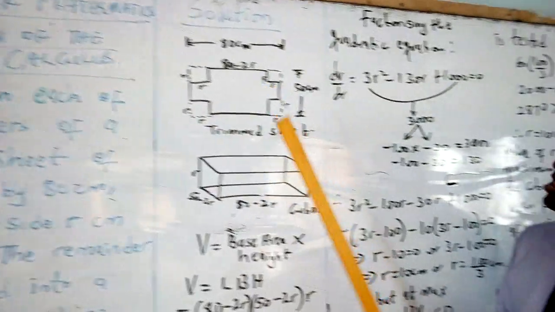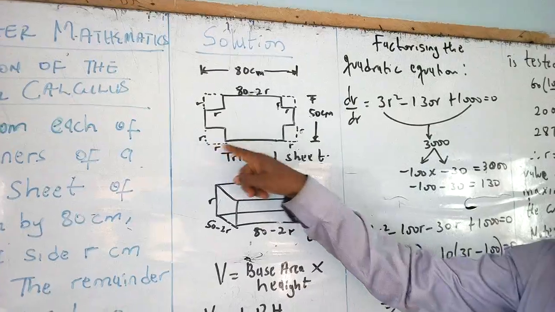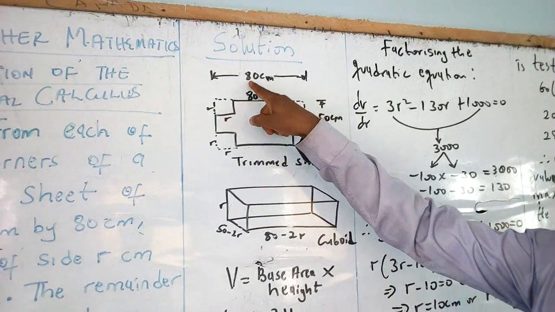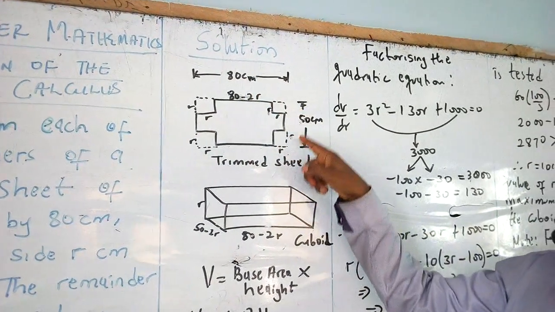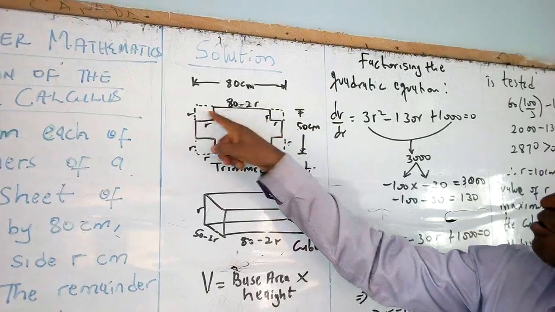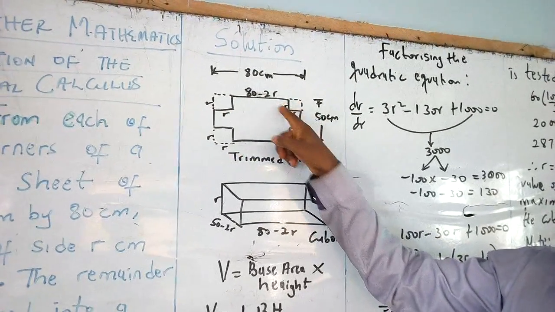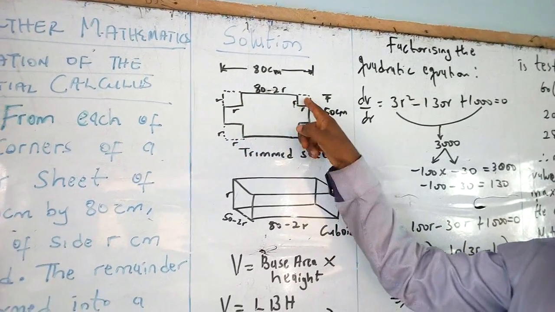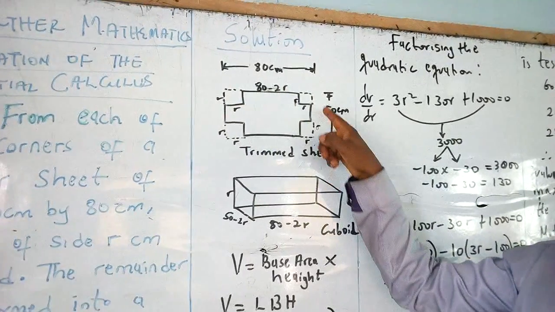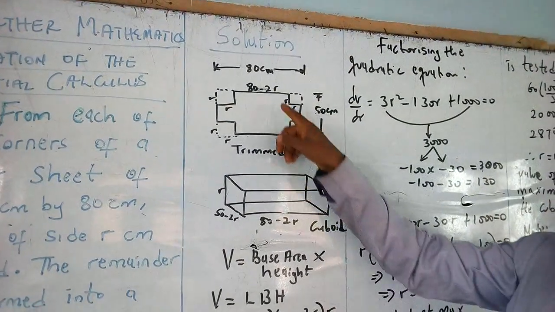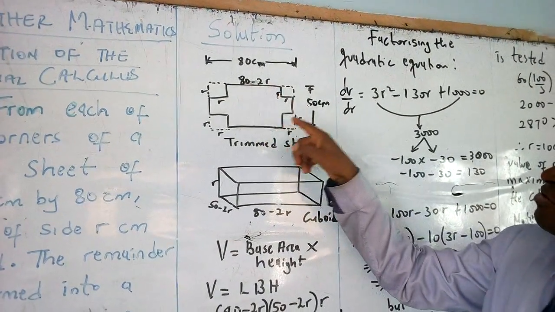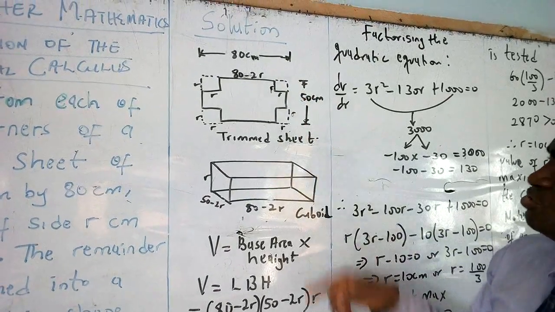Now, for instance, the original metallic sheet here is rectangular. The length is 80 cm and the breadth is 50 cm. When we cut out a square of side r on all the corners of the rectangular metal sheet, we discover that the length will be 80 take away 2r and the breadth is 50 take away 2r.